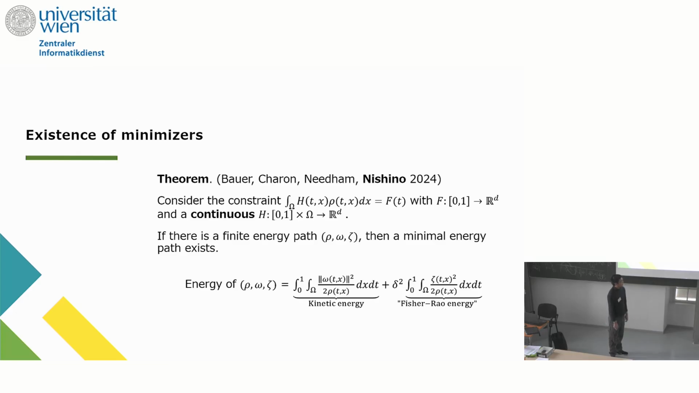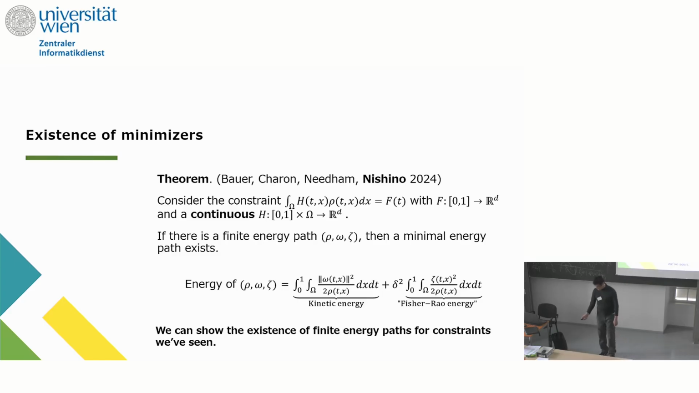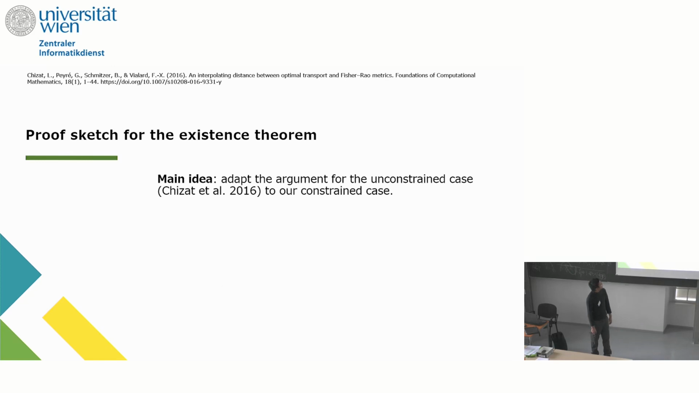So to show that there is a minimizer, you just need to find a finite energy path. I will omit the details, but we can show the existence of finite energy paths for the constraints we have seen. Okay, now how do we prove this? It is pretty much adapting the argument for the unconstrained case, from the paper in 2016 that we discussed earlier, to our constrained case.